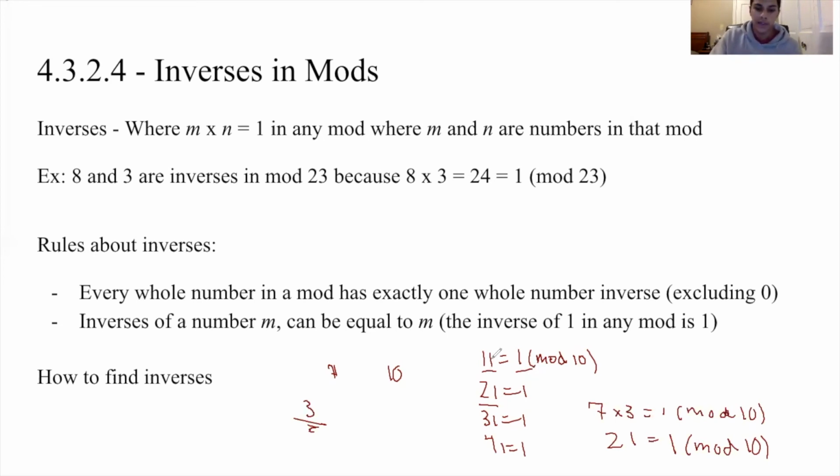So we knew that 11, 21, 31, 41, and so on would simplify to 1 in mod 10. And so you just have to keep going down this path where you eventually will find a number that, when multiplied by the number you're trying to find the inverse of, will equal one of these numbers that will simplify to 1 in the mod you're talking about.